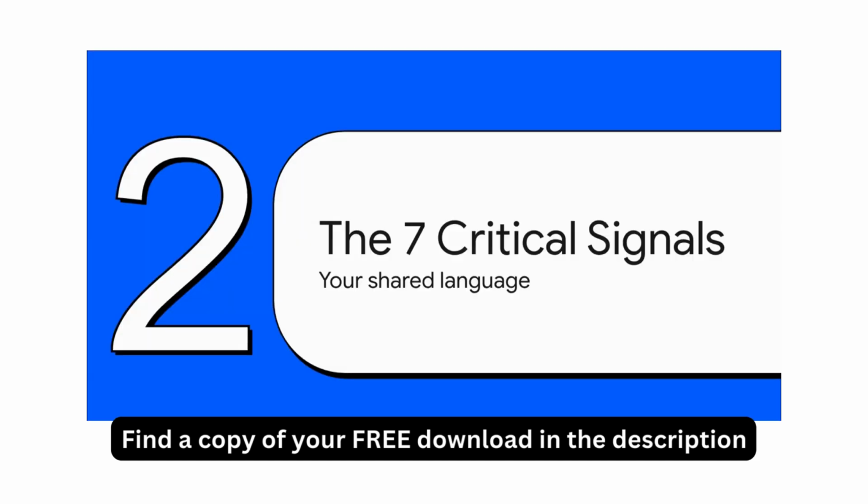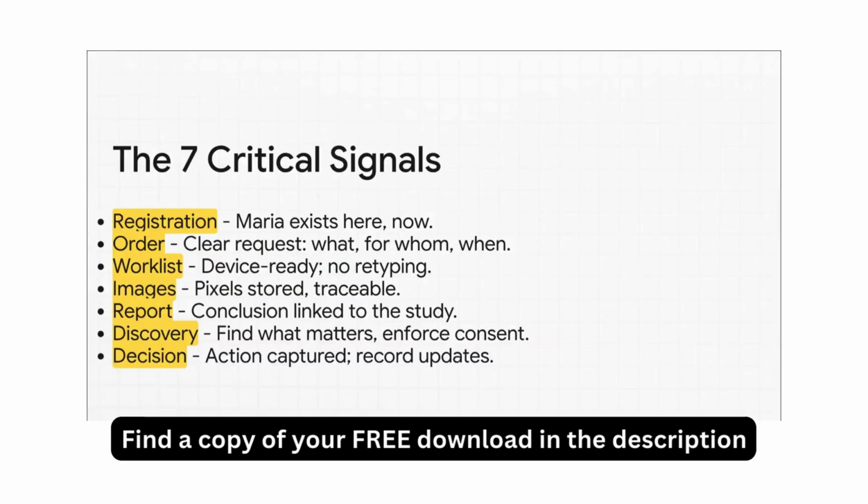Okay, that whole complex journey, we could actually break it down into just 7 critical signals. And this is going to be your new shared language for meetings. Okay, let's walk through them. Number 1, registration. This is the first fundamental signal. It simply says, Maria exists in this system, right here, right now. Number 2 is the order. This is the clear, unambiguous request. What needs to be done, for whom, and when.